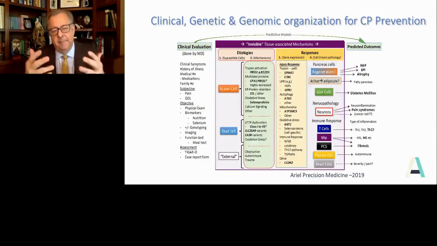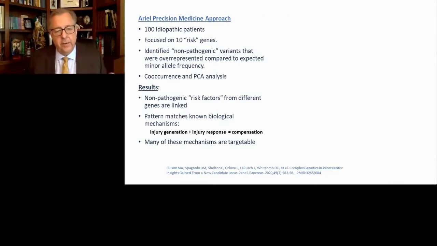So how do we begin thinking about this and determining what actually is linking together? The Ariel scientists studied 100 patients in which the etiology was unknown and could not be described. We picked 10 factors, 10 genes that were known to be associated, and looked at all of the variants that kept popping up in deep sequencing. And what we found was there was a number of pathogenic variants that were overrepresented compared to what we would see based on the minor allele frequency. And then we looked to see if they were occurring together in any particular type of pattern.